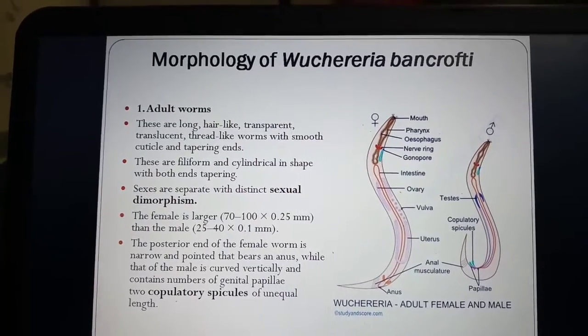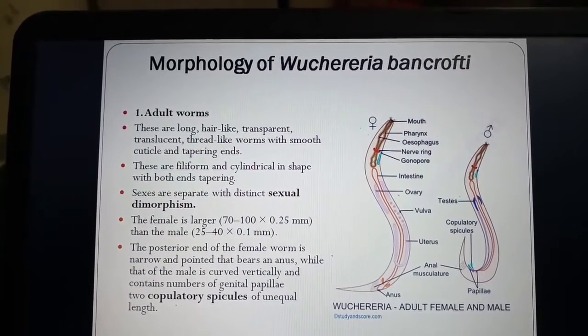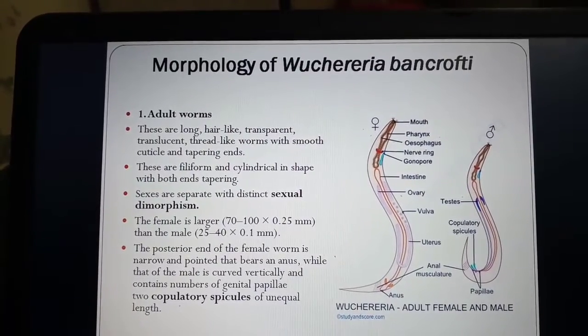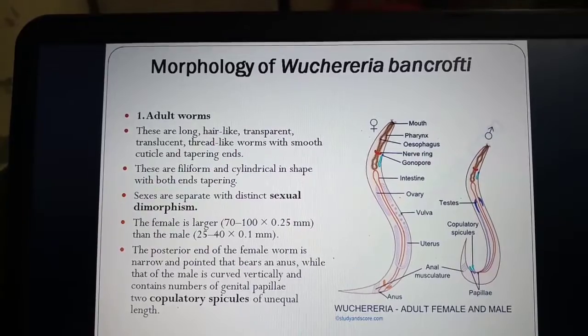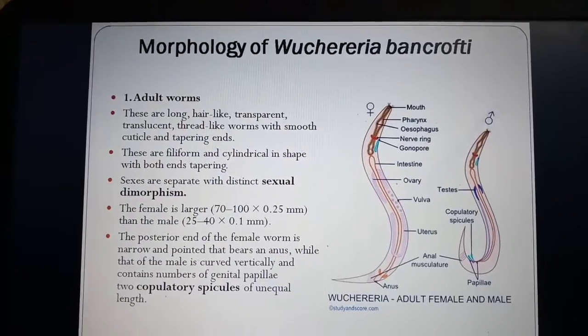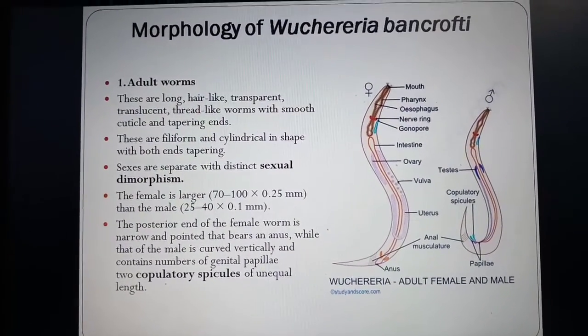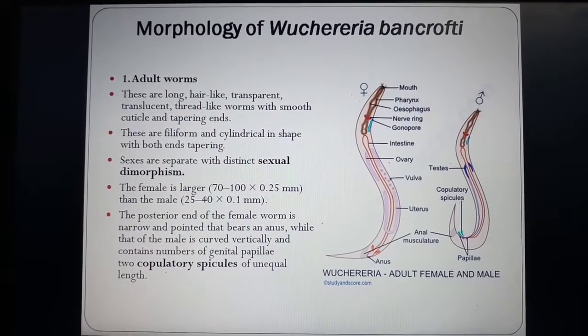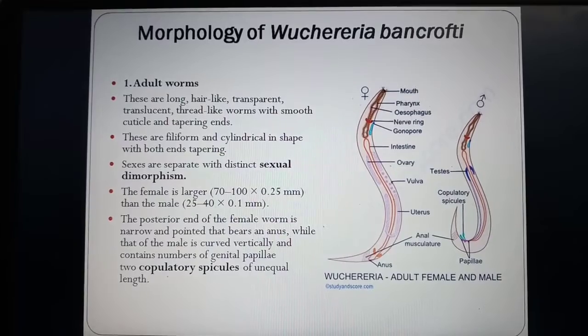Sexes are separate with distinct sexual dimorphism, meaning male and female animals are separate. The female is larger, about 70 to 100 by 0.25 mm. Then the male is 25 to 40 by 0.1 mm.